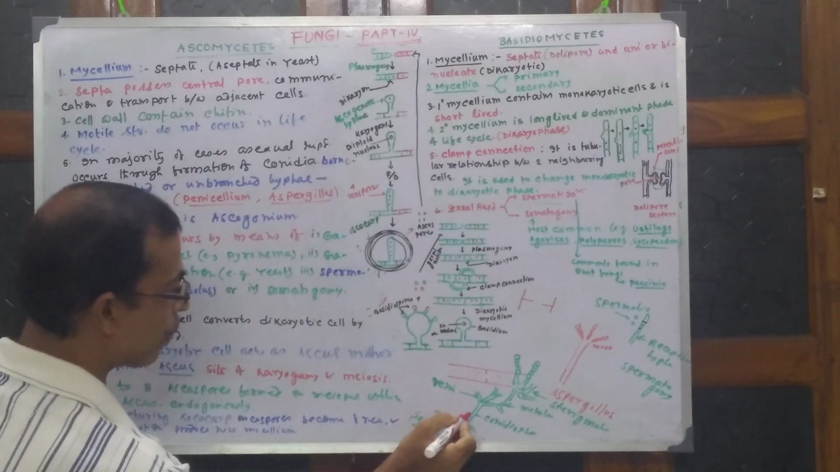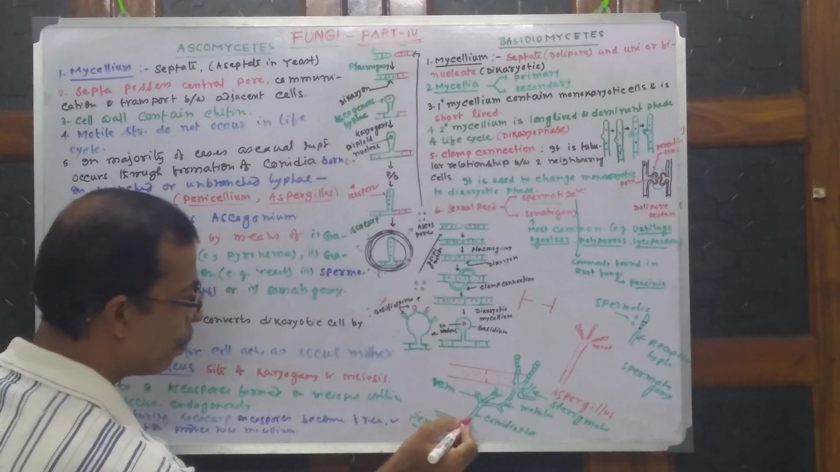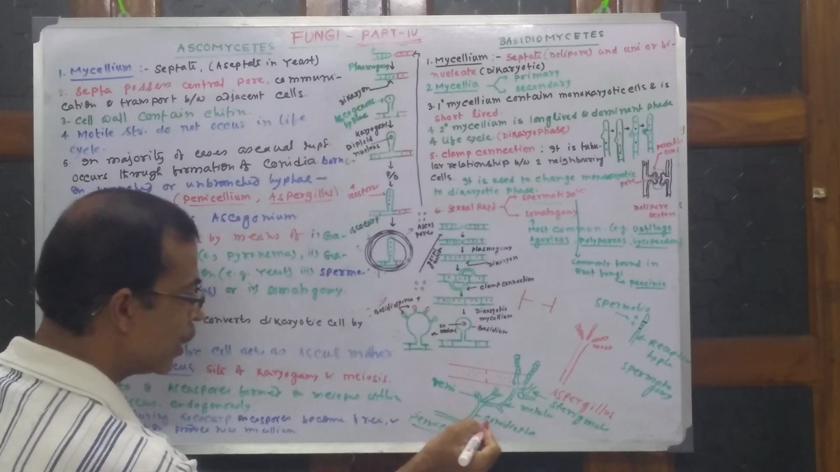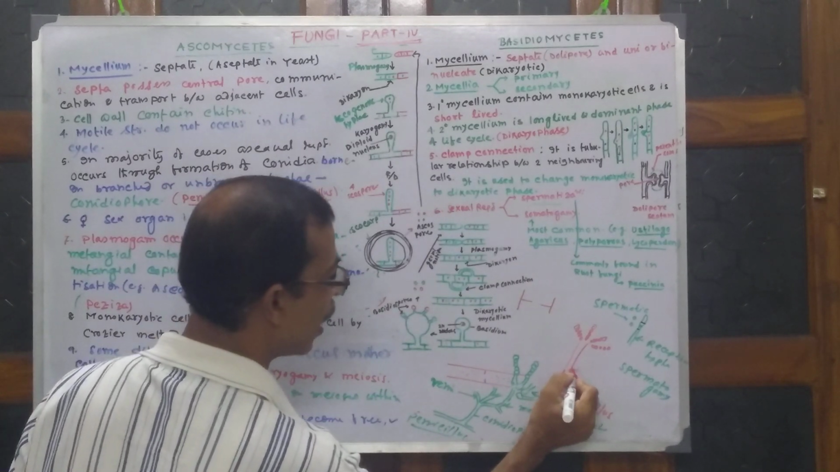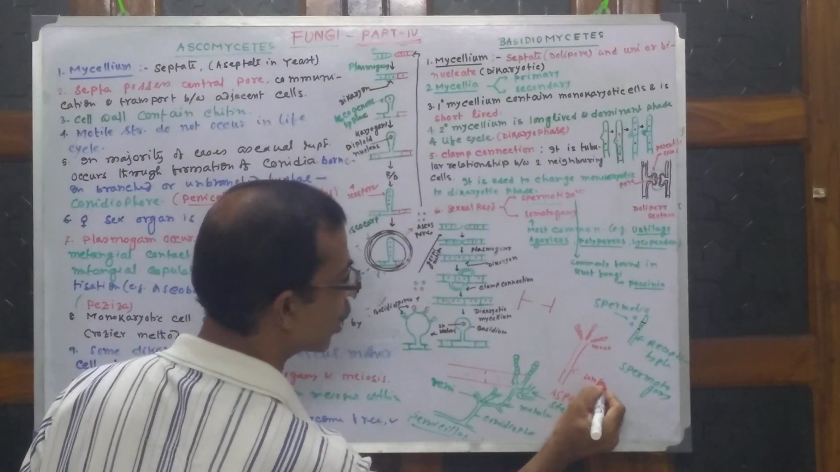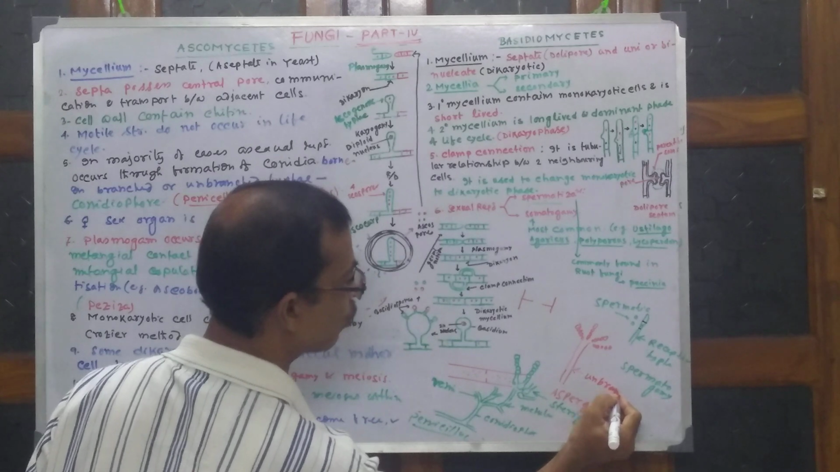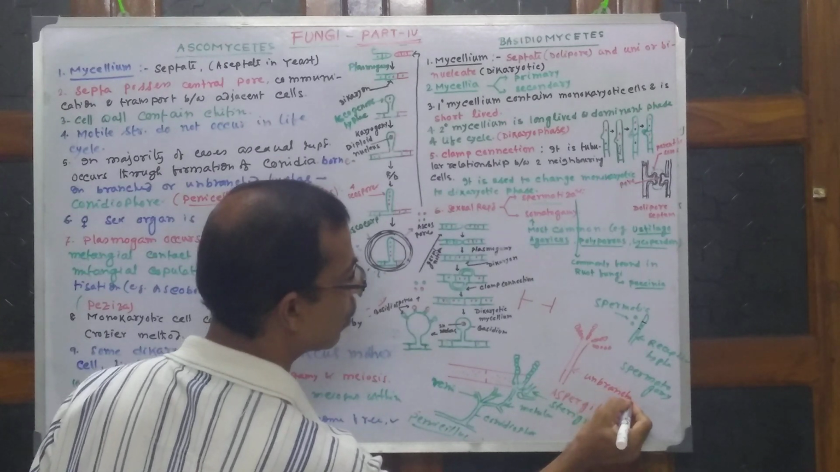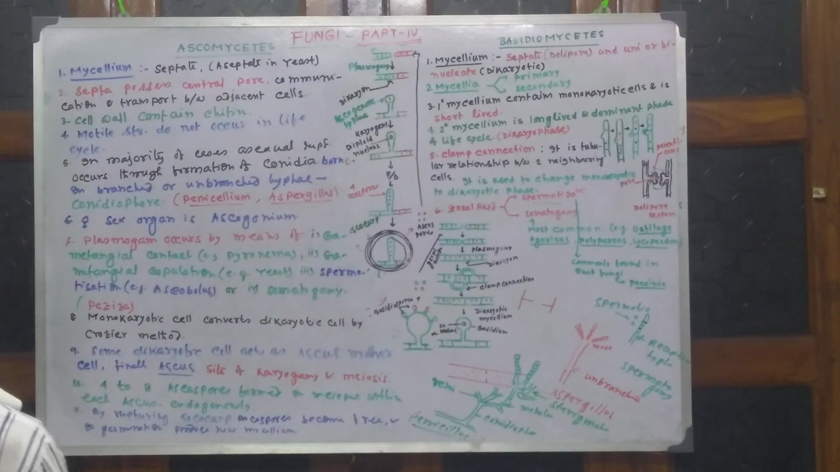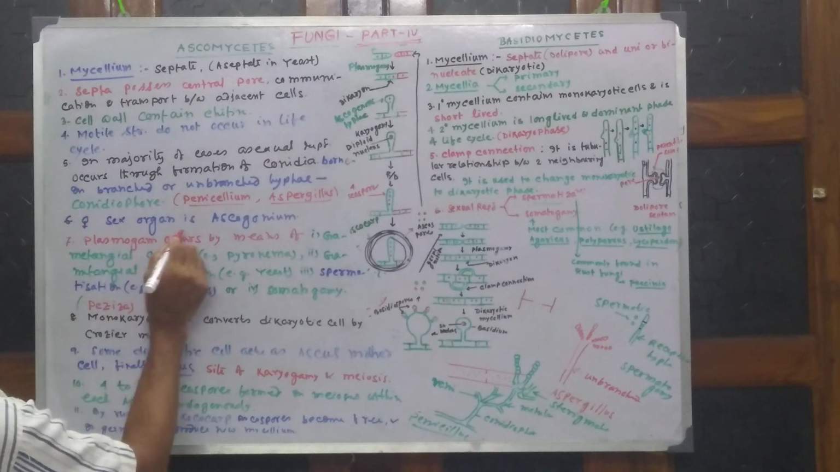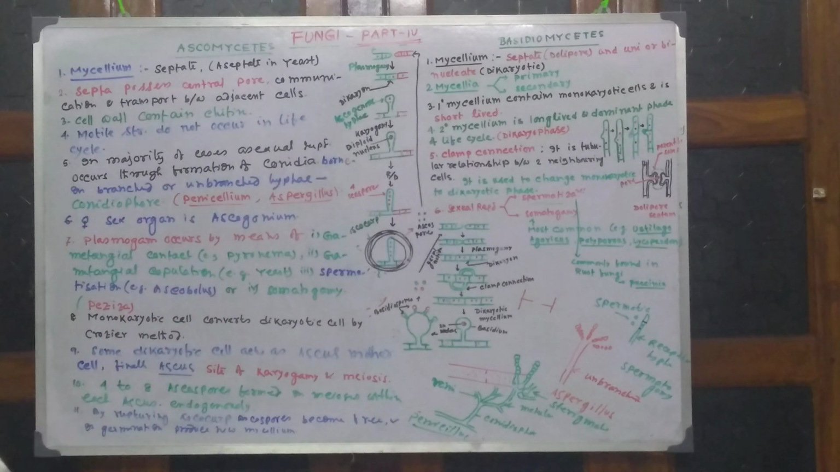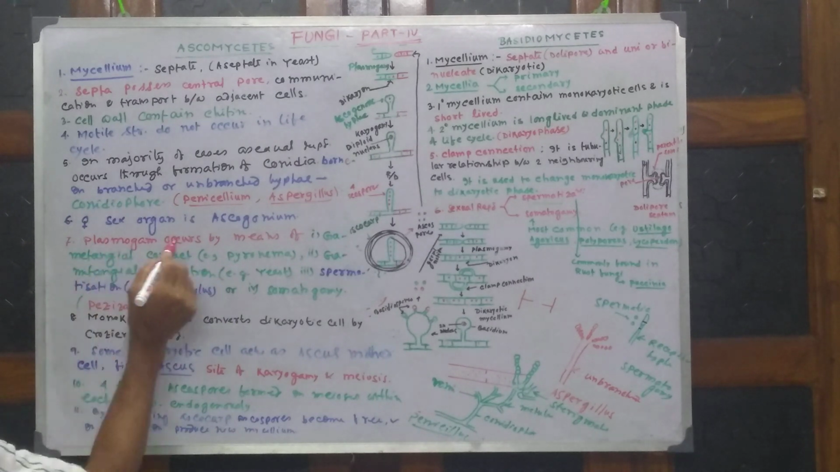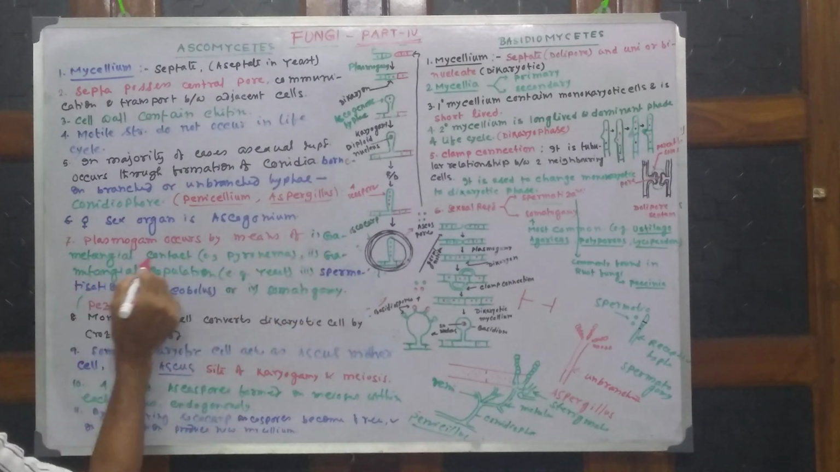Branched hyphae means, for example, Penicillium. This is Penicillium, with branched hyphae, and this hypha is called the conidiophore. In the case of Aspergillus, it is an unbranched hypha, also called the conidiophore. Next, the female sex organ is the ascogonium. Look here, this is the ascogonium. Plasmogamy occurs by means of gametangial contact.